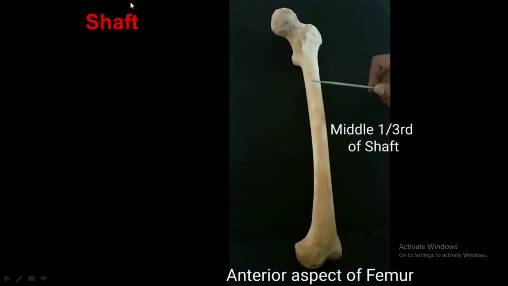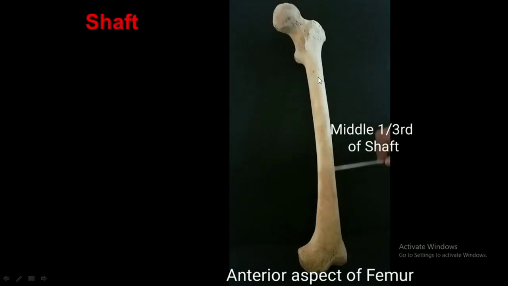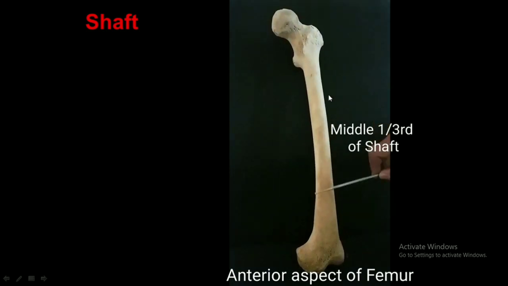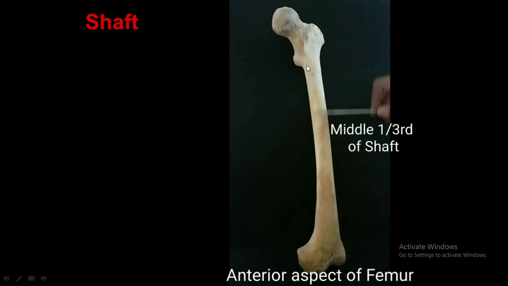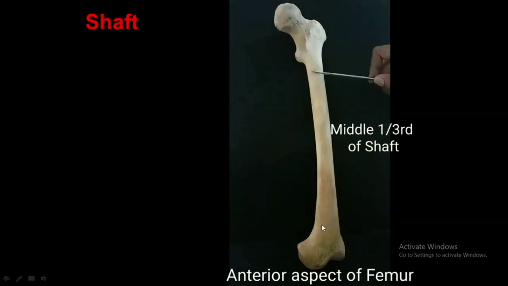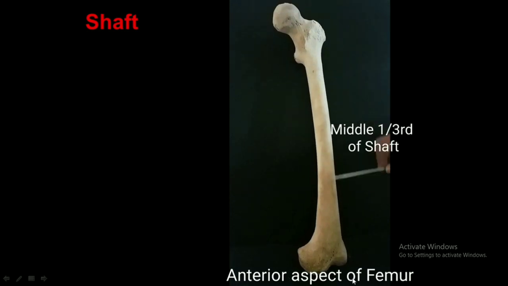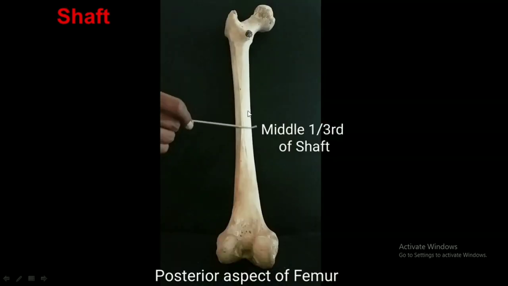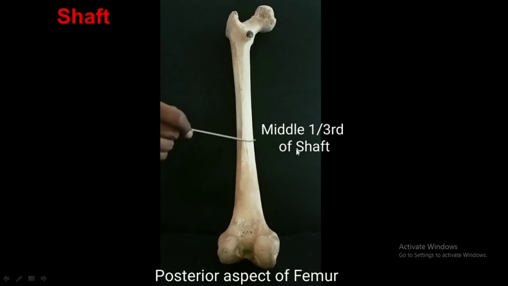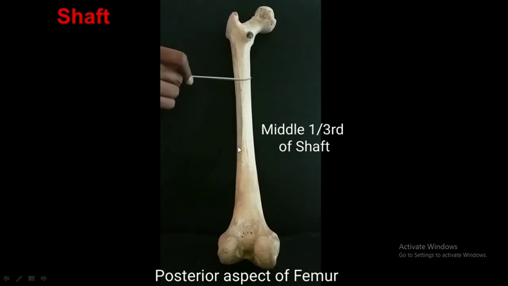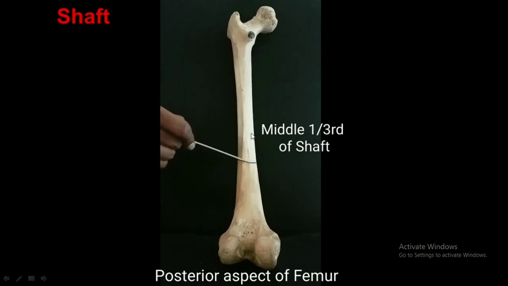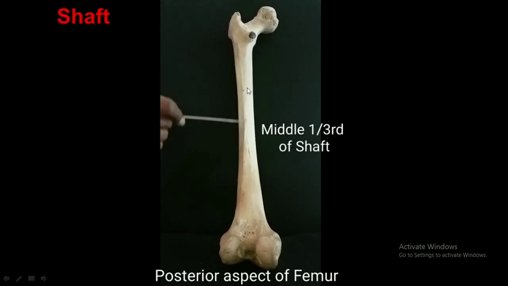Now we come to the shaft. This is the middle one third of the shaft. The shaft is divided into the upper one third, middle one third, and lower one third. This is the anterior aspect of the femur. This is the posterior aspect, middle one third of the shaft. So we will now describe the shaft, its borders and its surfaces.